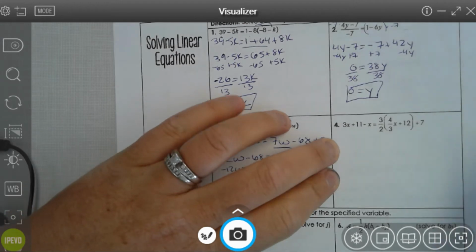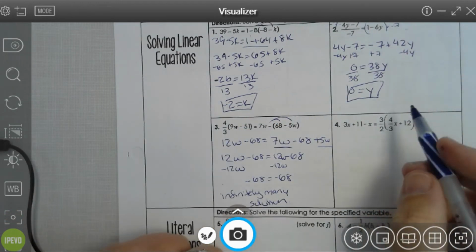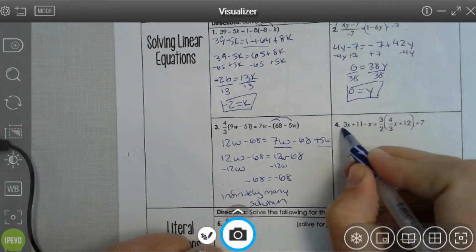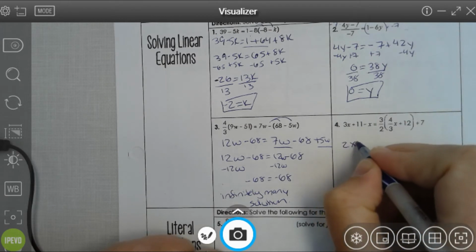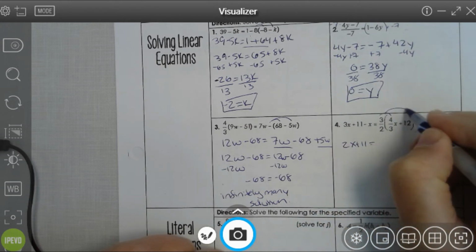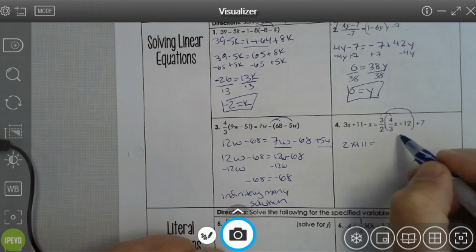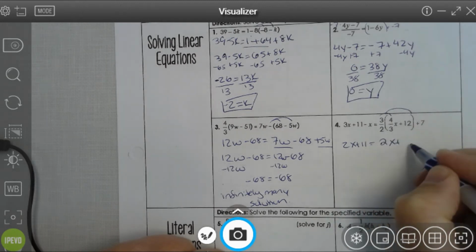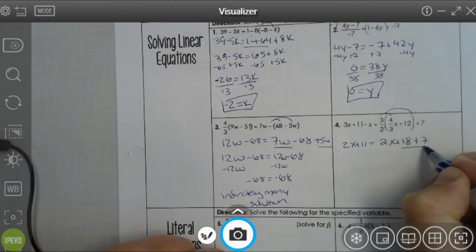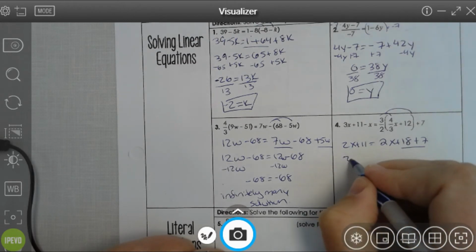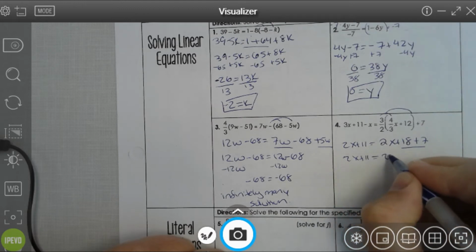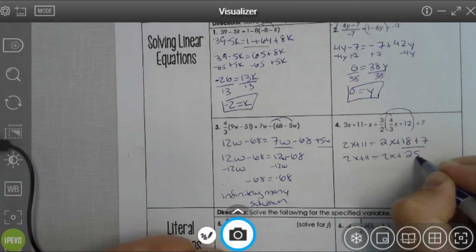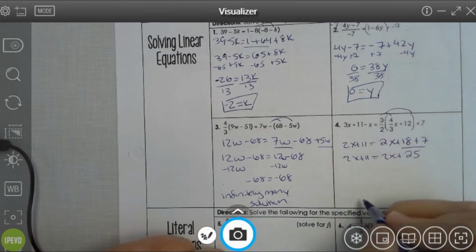All right, so down here, I'm going to go ahead and combine these two like terms, a 3x and a minus x. And I'm going to go ahead and multiply in my 3/2 to both of those terms. So I multiply this, I'm going to end up with a 2x. Multiply 12 by that number, and I will get 18. And then there's a plus 17 back here. So we're going to combine these two. So we have 2x plus 11 equals 2x plus 25. That's an untrue statement, so this is going to be a no solution.